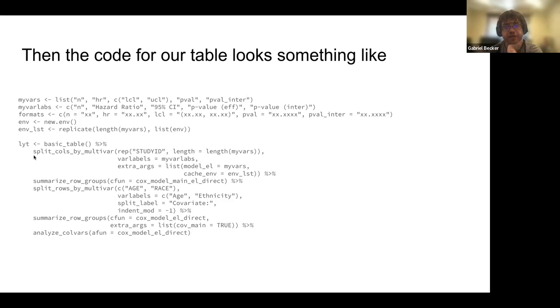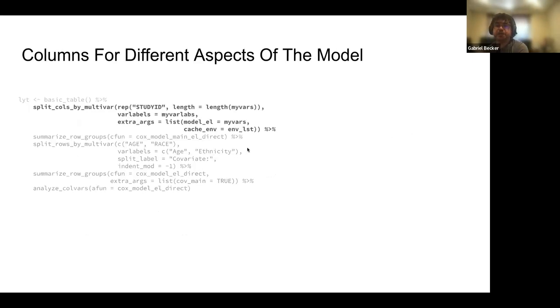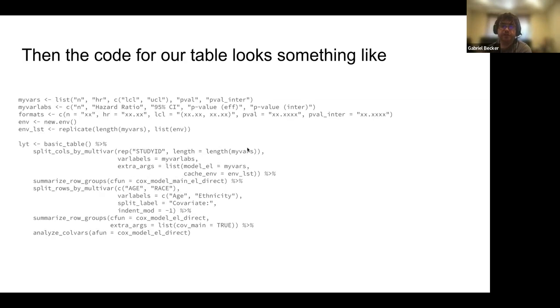But then what we have, I'll show you guys this code in a second, is we have a layout that is split by multivar, and we're just sort of tricking it. We're saying the variable is study ID the whole time because we don't really care what the variable is, but the labels are these guys here. The N, hazard ratio, et cetera. And then the model elements are these here. And the reason we're doing this is because these aren't real variables in the data set. So if you tell it to split using a variable that's not in the data set, it complains. Because that doesn't exist.